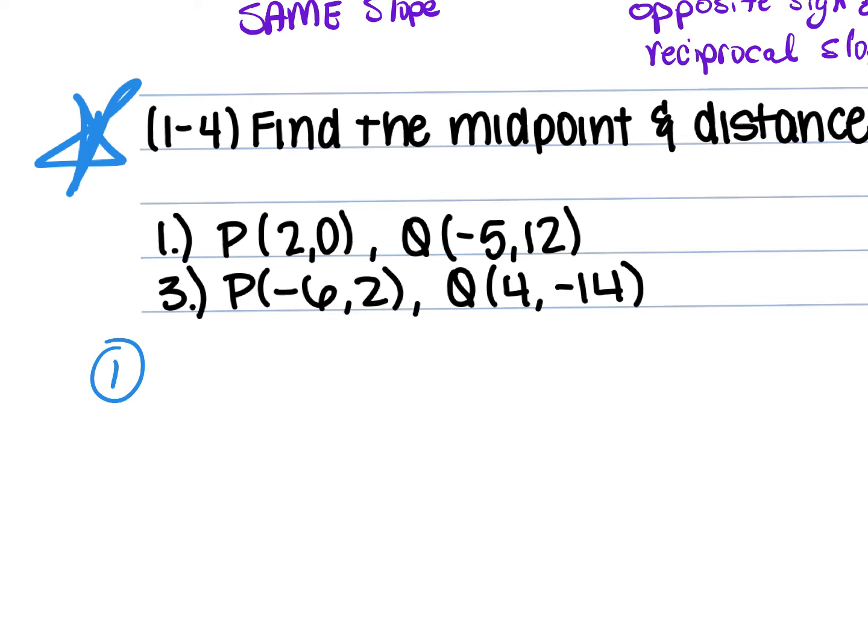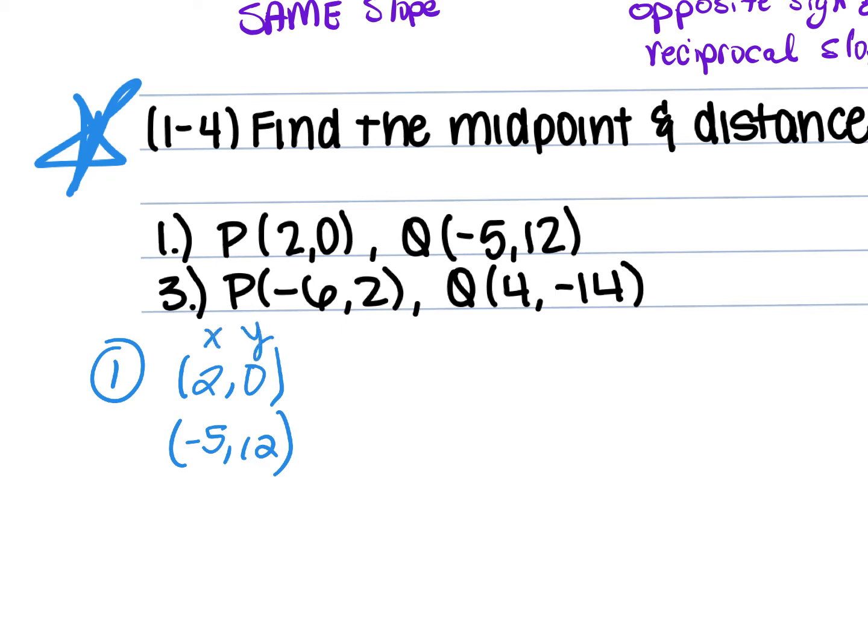Again, I'm going to show you how I think you guys should work through these. If you have 2 points that are next to each other, I would rewrite them and put them on top of each other. You're less likely to make silly mistakes of putting x's with x's and y's with y's if you write them on top of each other. So I have 2, 0 and negative 5, 12. Make sure that you copy the points correctly.